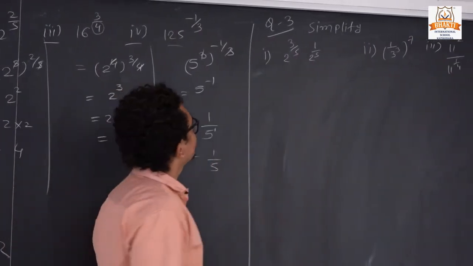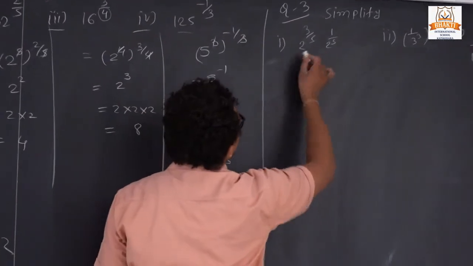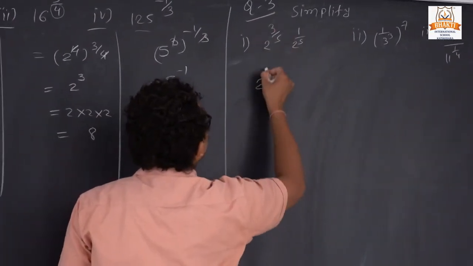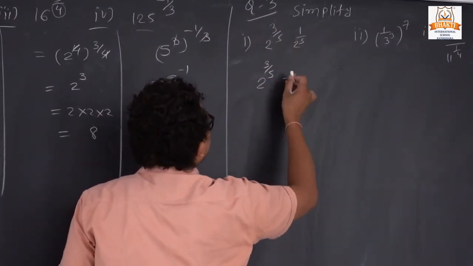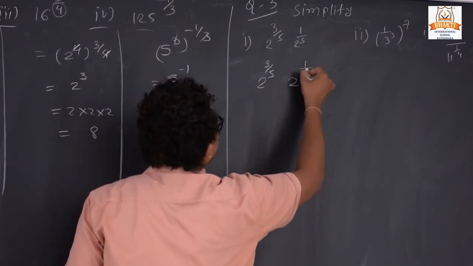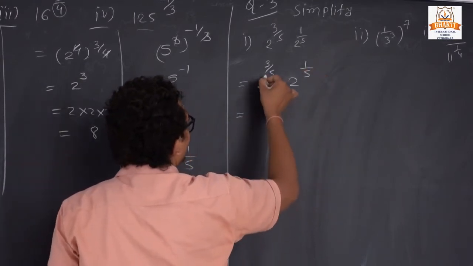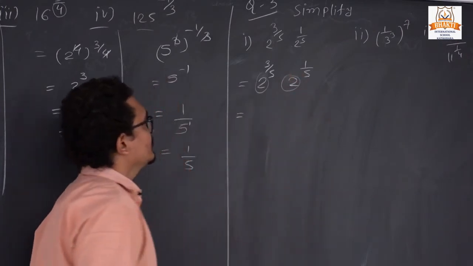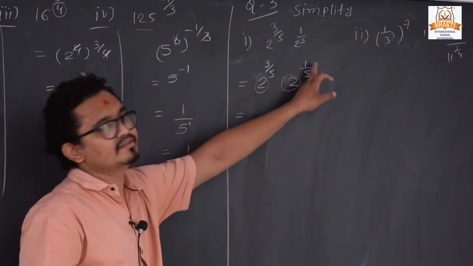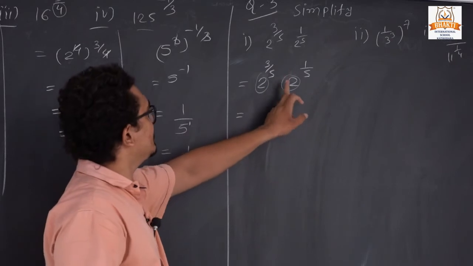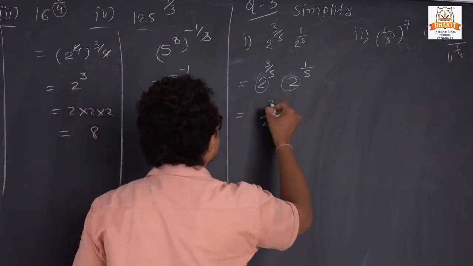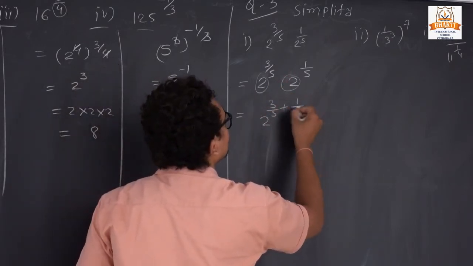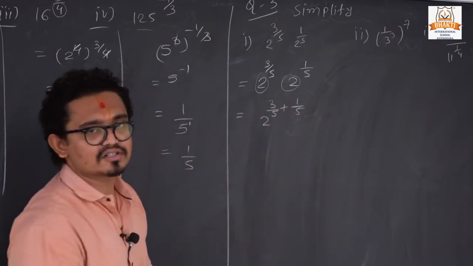So simplify. So in the first, what happened? See here, 2 raised to 3 by 5 and 2 raised to 1 by 5. So both have the same number, but power is different, and these both terms are in the multiplication. So power will be in the addition. First law. Clear? It is first law.